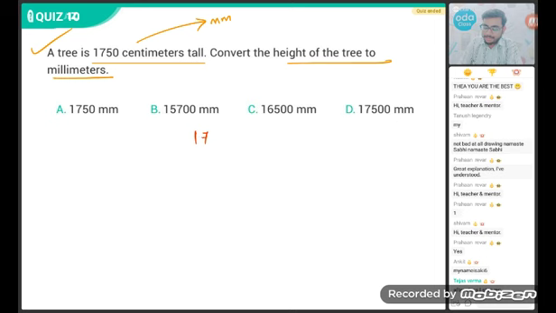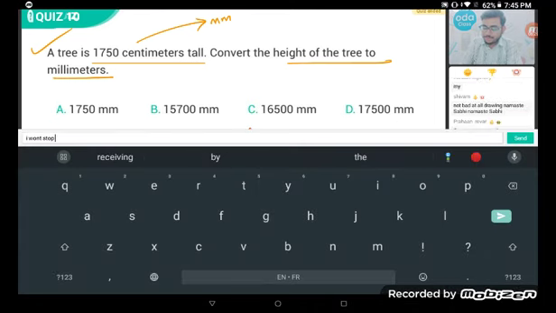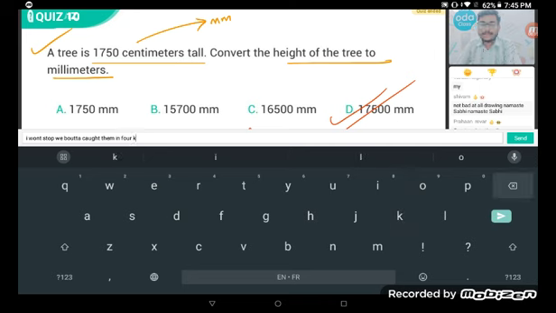What is the answer, children? Multiply 1750 with 10. So what is the answer? 17500 millimeter. Clear, everybody? Option number D is the correct answer.